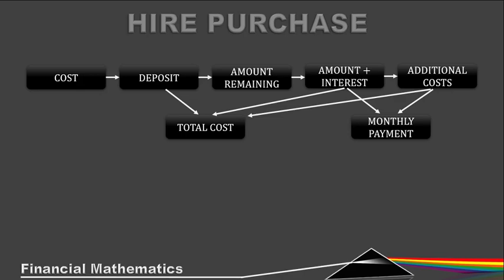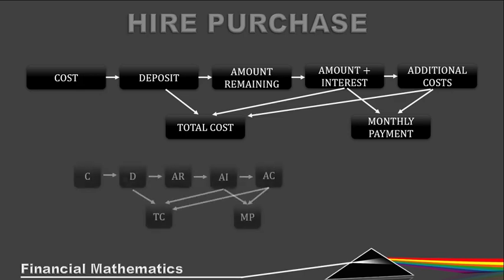In order to remember this or to make this a bit simpler, we can just write it out as C for cost, D for deposit, AR for the amount remaining, then the amount plus the interest, then the additional costs, and then we have the total cost, and finally the monthly payments.